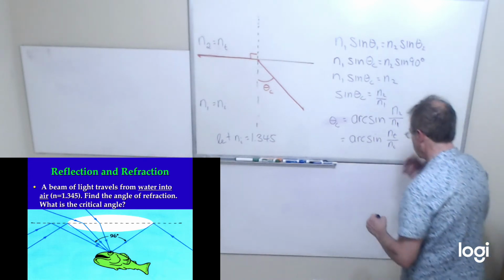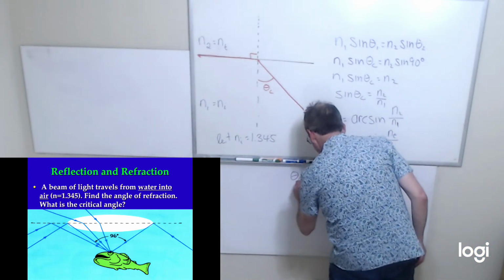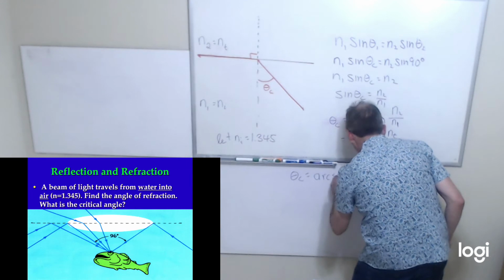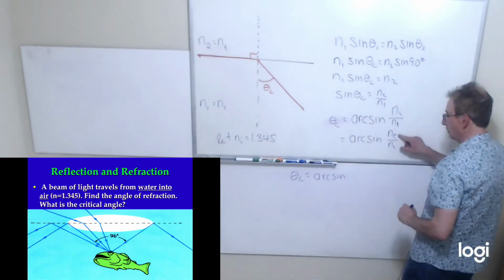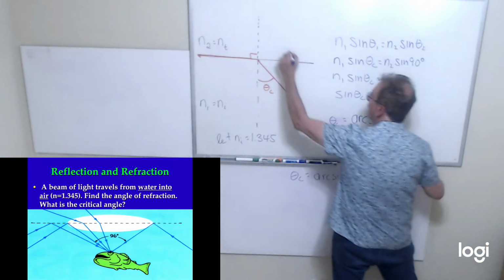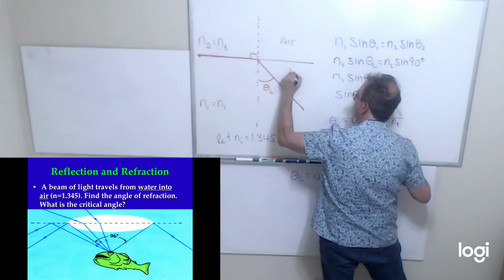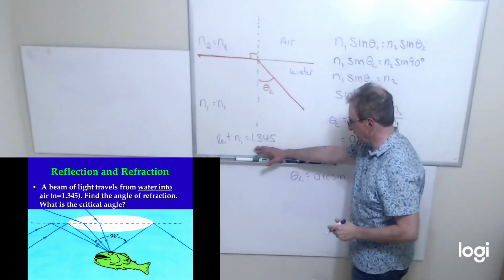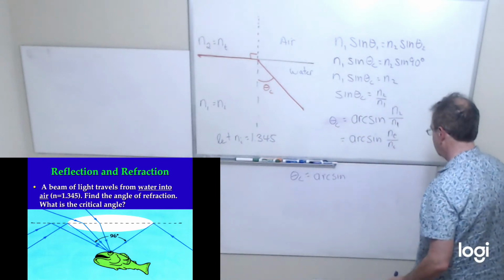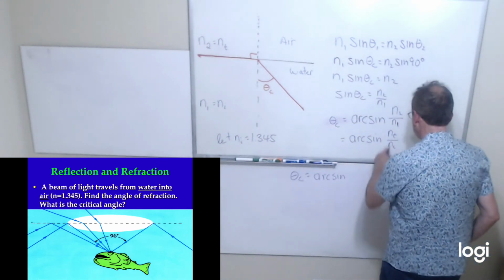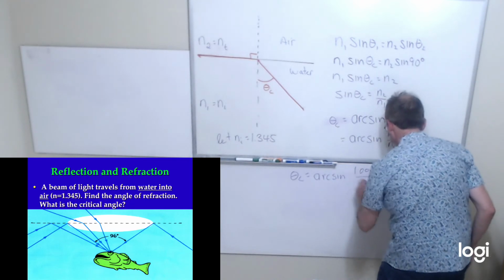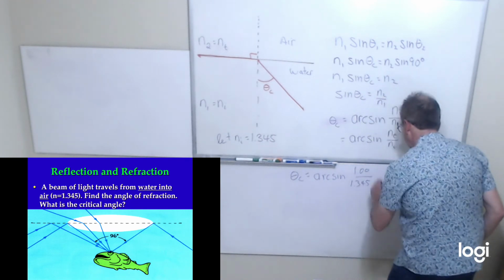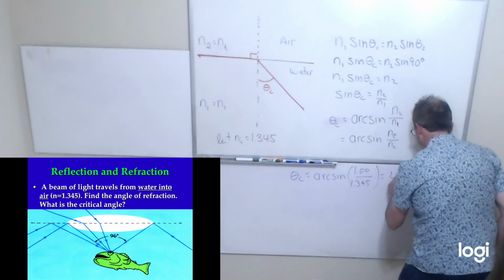We can then calculate theta sub c as the arc sine of N sub t, which here is going to be air, and it's probably salty water because normally this is written as 1.33. Now let's put our values in. N sub t is 1. N sub I is 1.345. And when you do this calculation, you get 48 degrees.